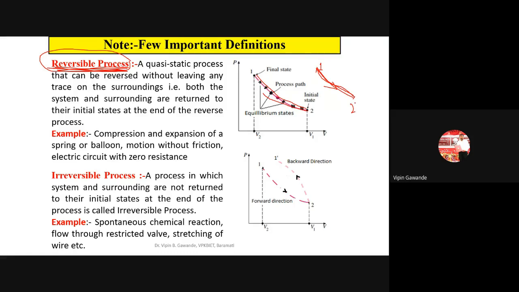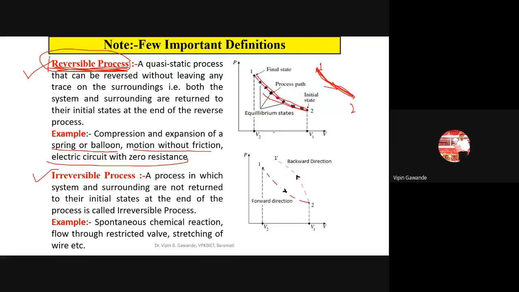You don't have to take another route. Then it is called a reversible process. Examples are compression of a spring, a balloon, motion without friction, and an electric circuit with zero resistance. We call this a reversible process. If you compress the spring and release it, then it comes to its original position. A rubber band: if you stretch the rubber band and release it, then it comes to its original position. So that's why we call that a reversible process.